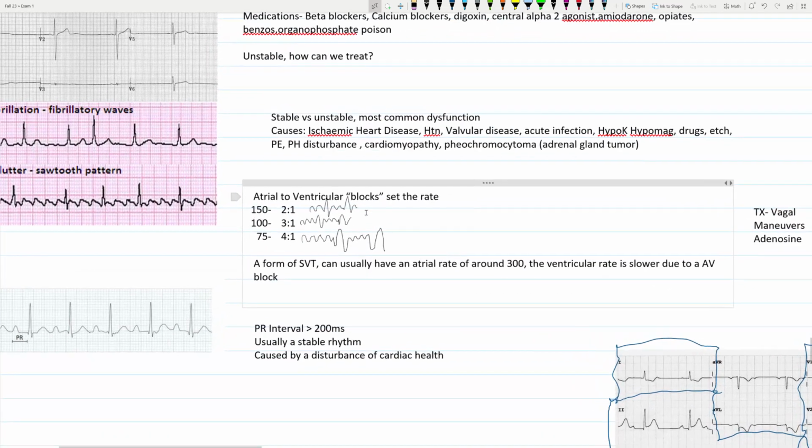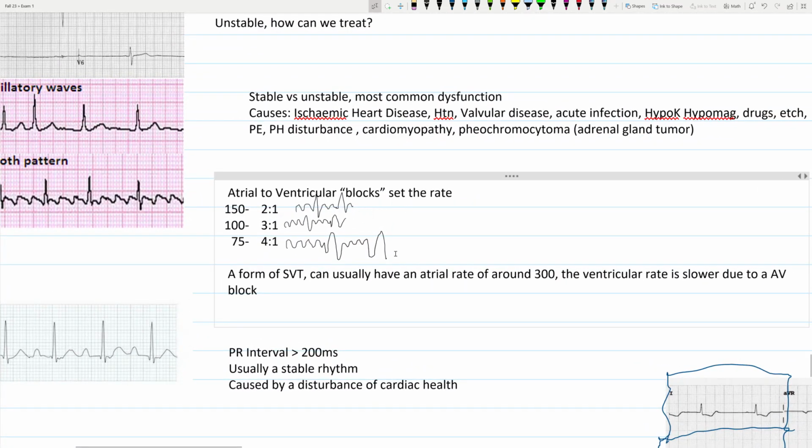I'm going to scroll into my awesome drawings I made here. We can see we have two P complexes to one ventricular QRS complex, so 2-to-1. So we can estimate the heart rate is going to be about 150. If we're at 3 of them to 1, we're about 100, and then 4-to-1, we're at 75. These are the most common, 2, 3, 4.